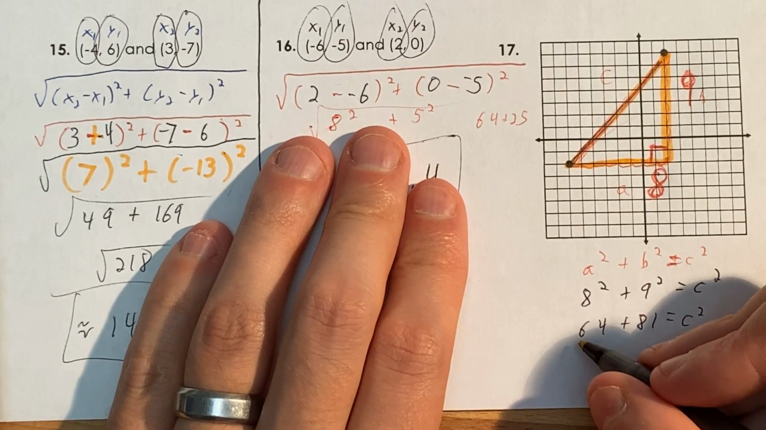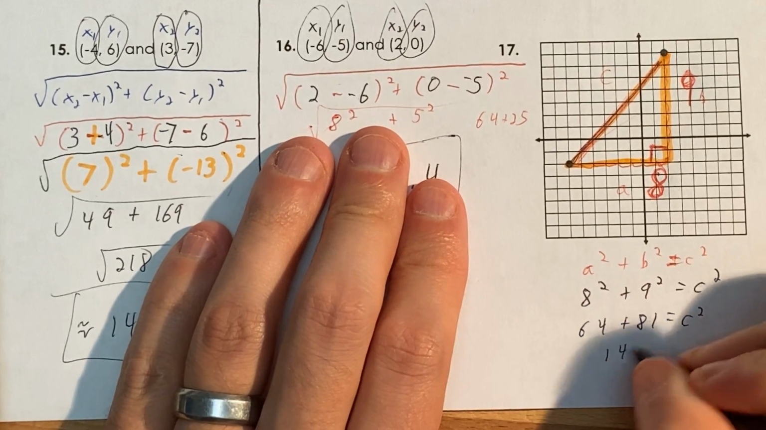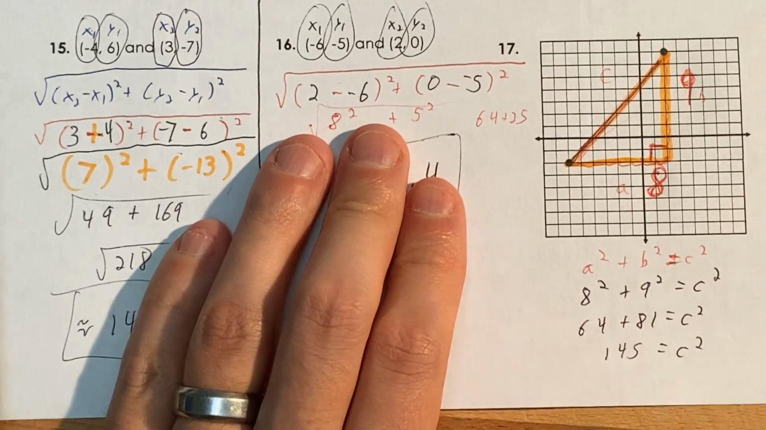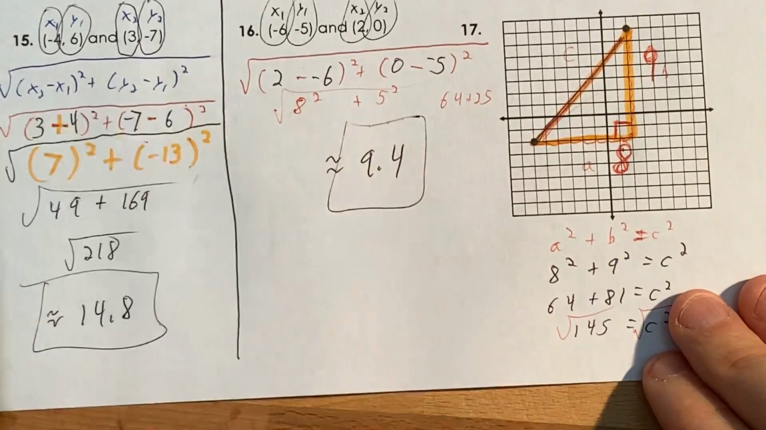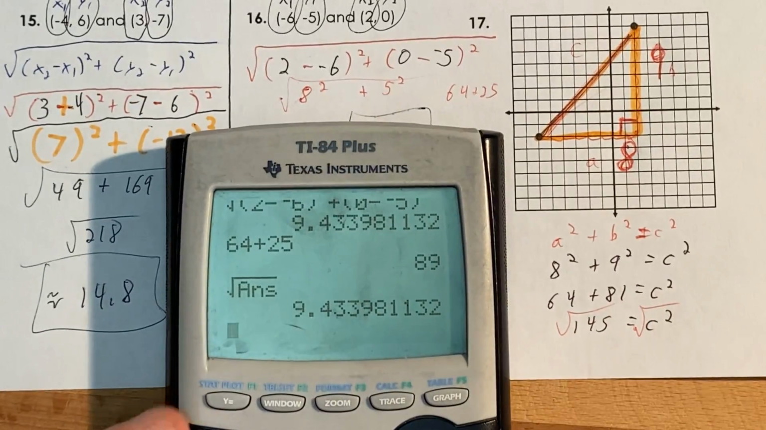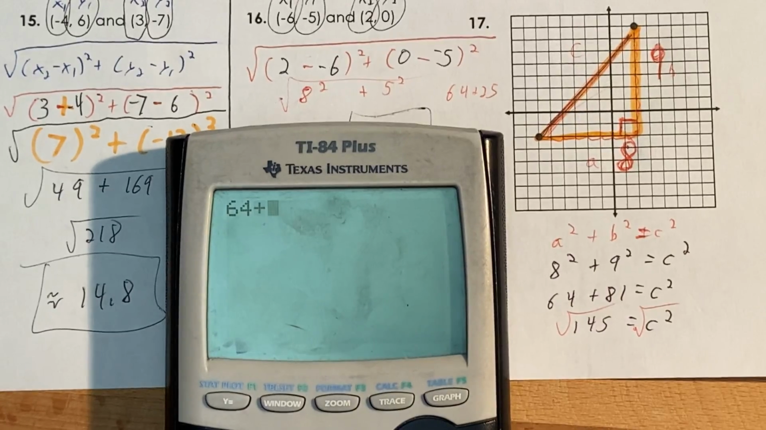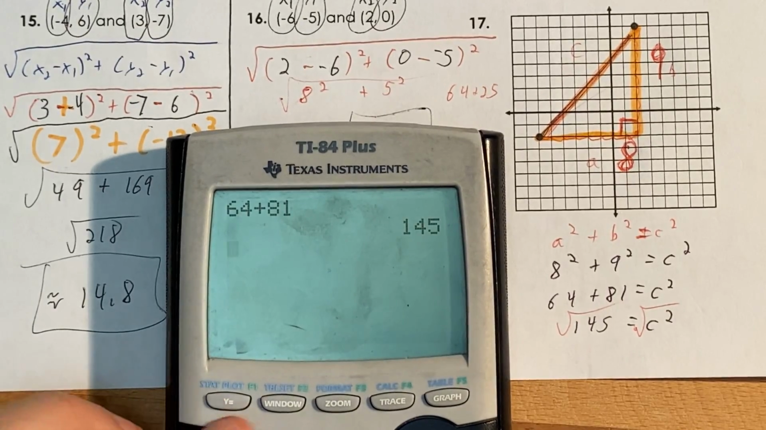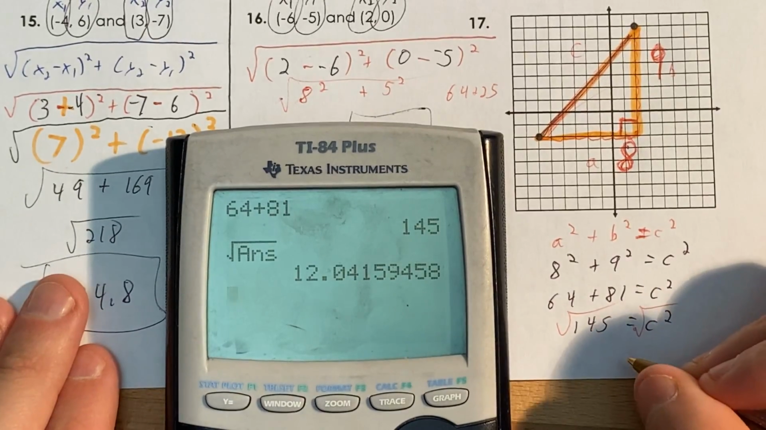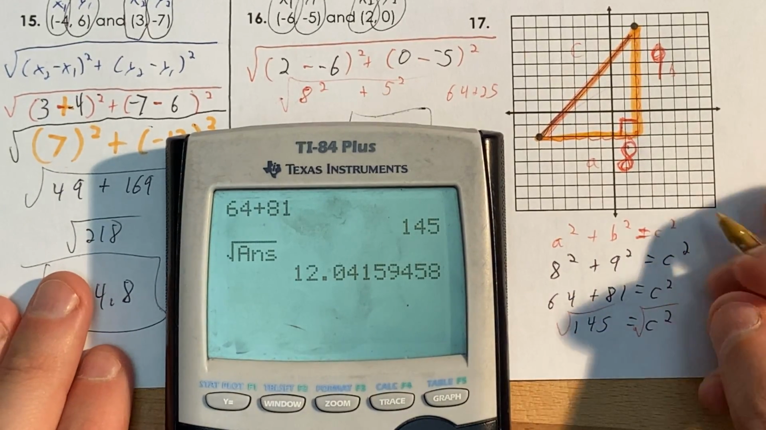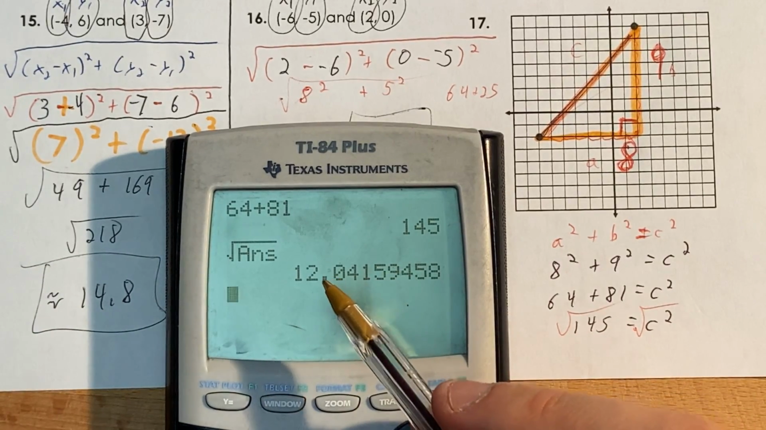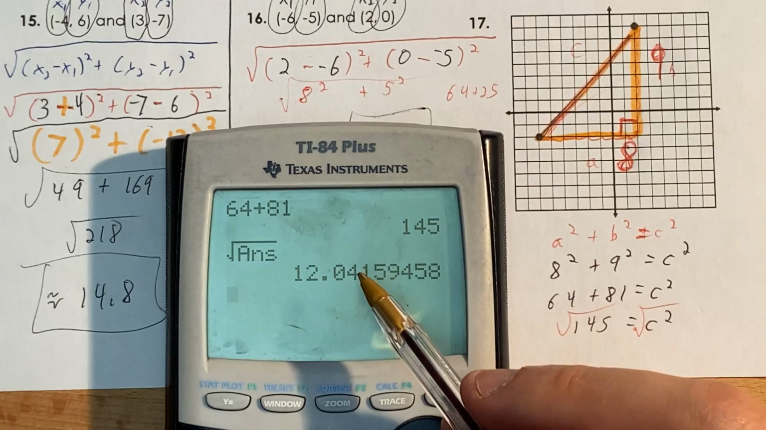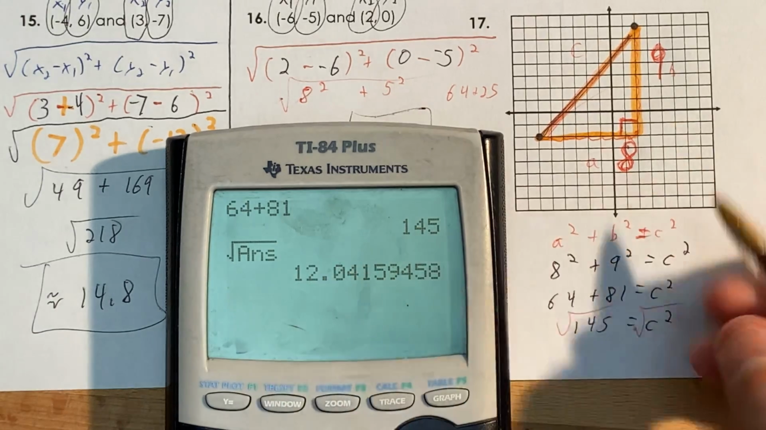Which is, let's see, 145. And then you can square root both sides. And I'm paranoid, so 64 plus 81, in fact, what's that? So you'll get 12.04, which is hard because I've been saying to round to the nearest tenth, but this would round down to a 0, so you would get 12.0.